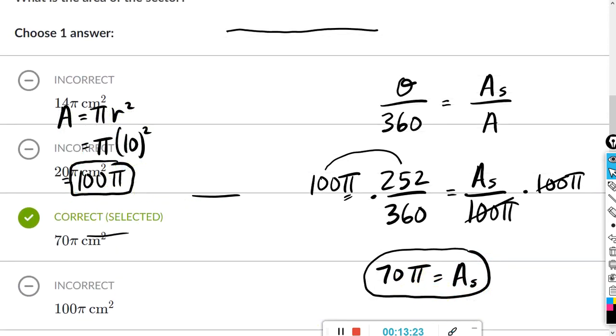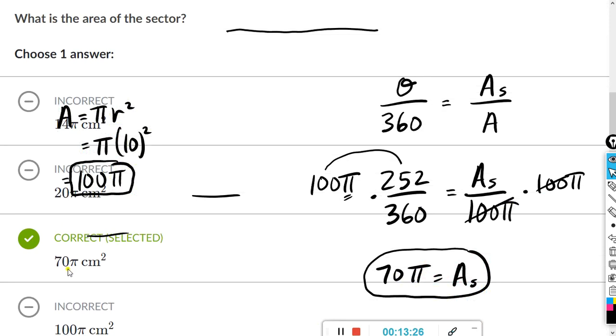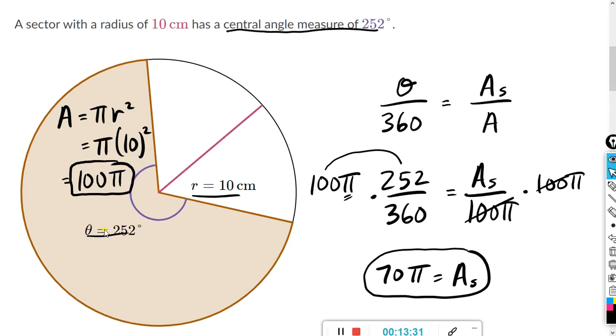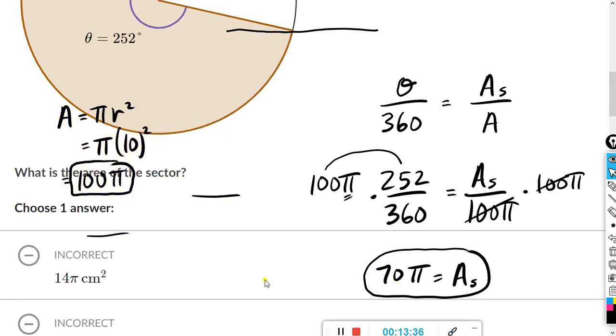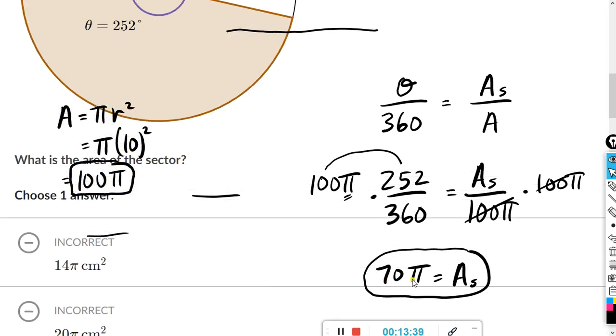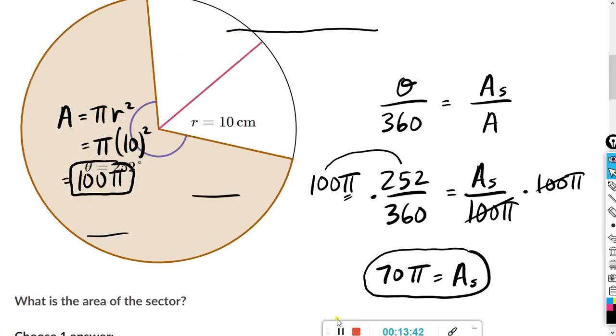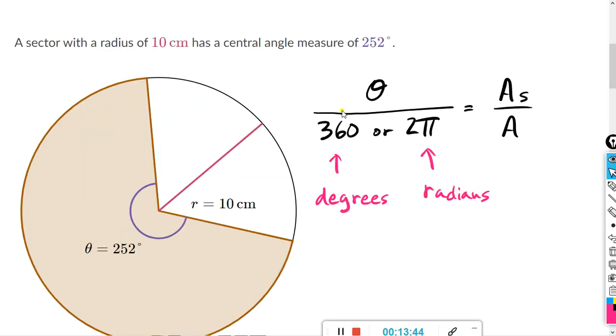All right, so it looks like there might be some problems where the answer has pi in it, even if the problem was in degrees. All right, so just be careful because they may try to trick you and have 70 as an answer without the pi. So to sum it up, you do the central angle theta divided by 360 or 2 pi, and that equals the area of the sector divided by the area of the whole circle. Okay, you use 360 if the problem is in degrees, and you use 2 pi if the problem is in radians.